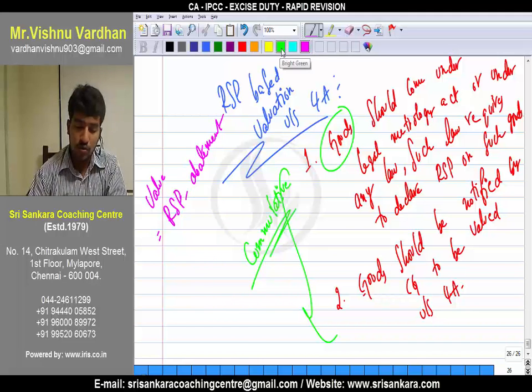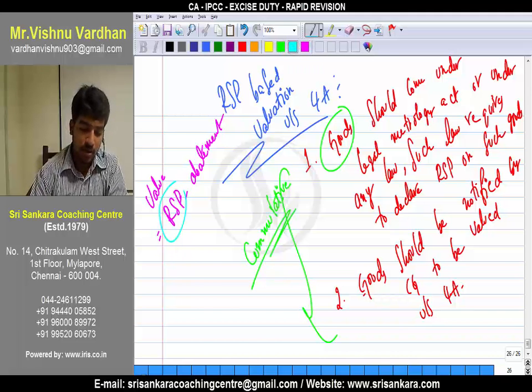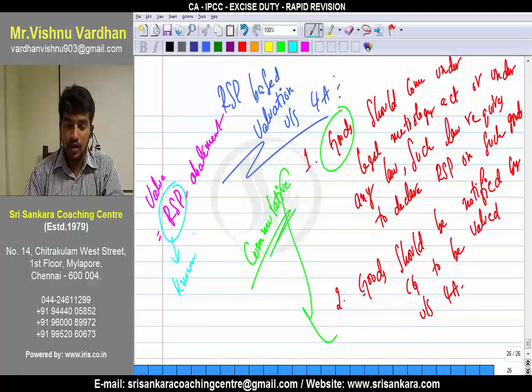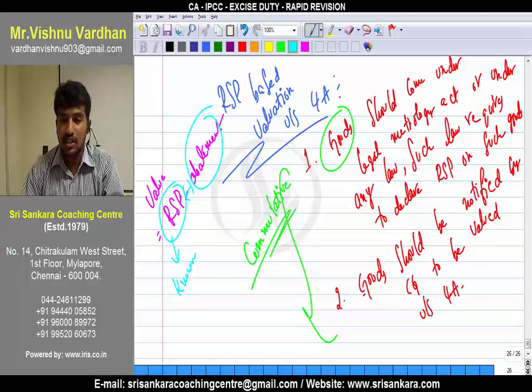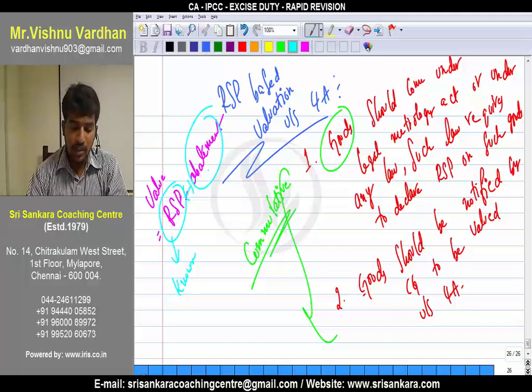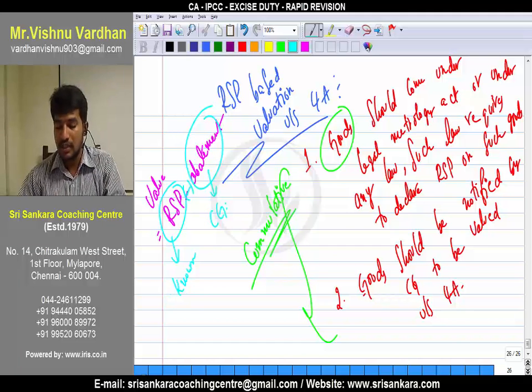So now you can think, what is abatement? RSP will be declared by us. RSP is known, right? What about abatement? Abatement is nothing but a small percentage of discount or exemption given. We can assume that. Abatement is declared by the central government.